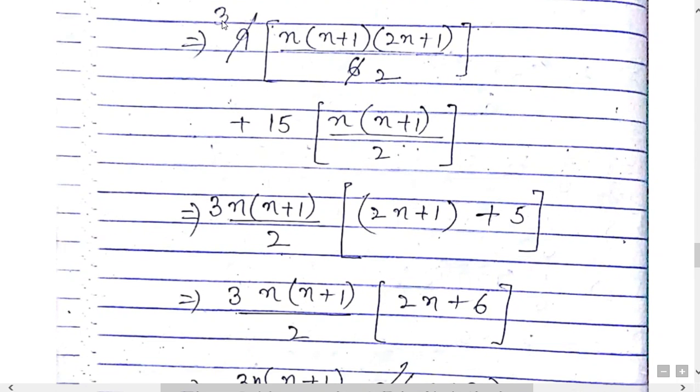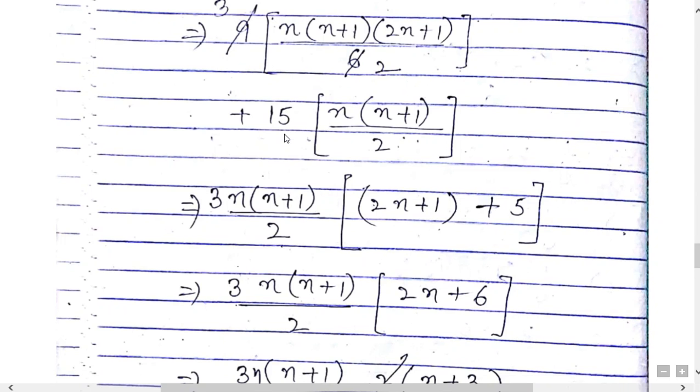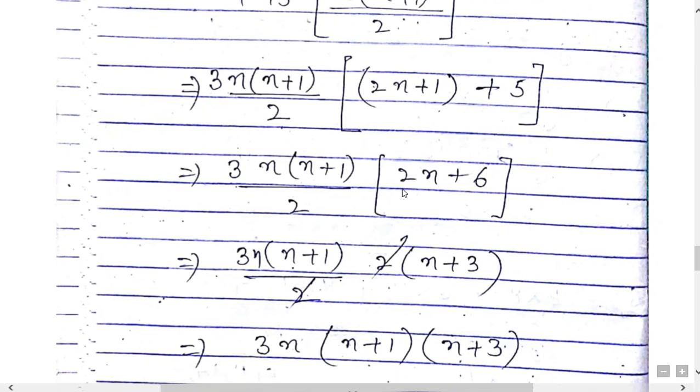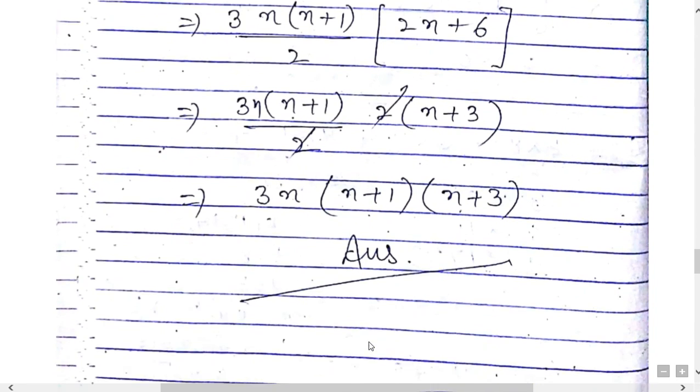Now taking common 3 into n plus 1 divided by 2. Inside, 2n plus 1 in the first term, and in the second only 5 is there. Then taking common 2 inside the bracket, 2 into n plus 3. The answer is 3n into n plus 1 into n plus 3.